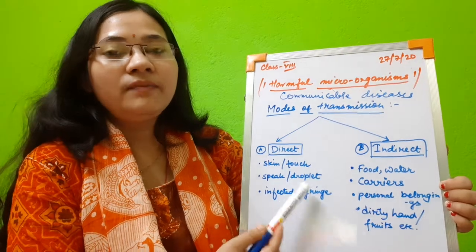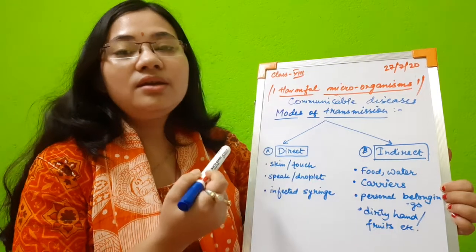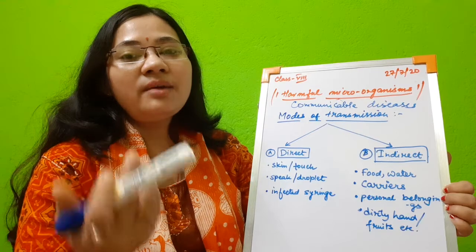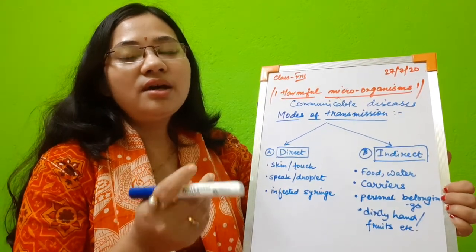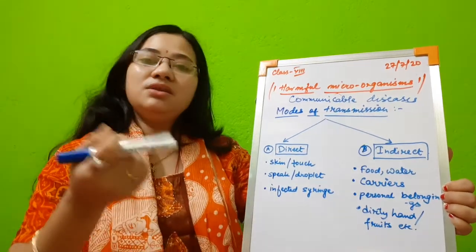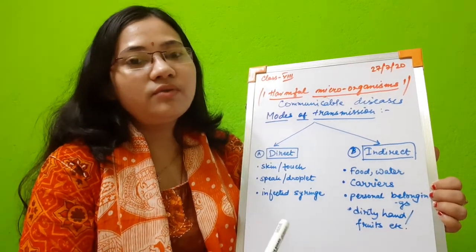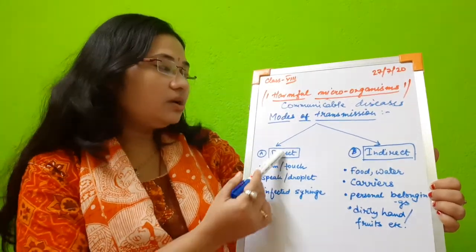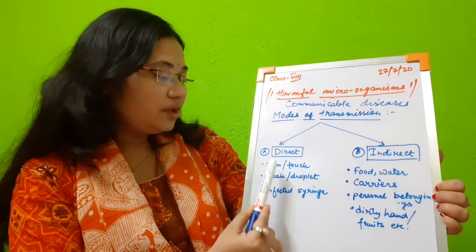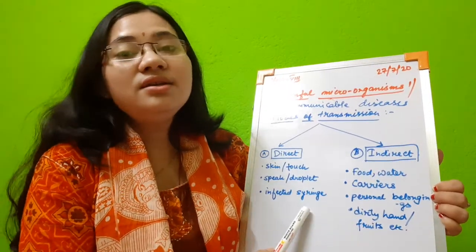So droplet infection. The third type of direct mode of infection is infected syringe. Okay, infected syringe in case of AIDS or rabies. So if a person is having rabies, and if a syringe has been pushed into his body for any medicine, and if that same syringe comes in contact with a healthy person's skin, then the healthy person will also suffer from that particular disease. Okay, so what are the three direct modes of transmission of communicable diseases? Through the skin, through droplet infection, and through infected syringe.